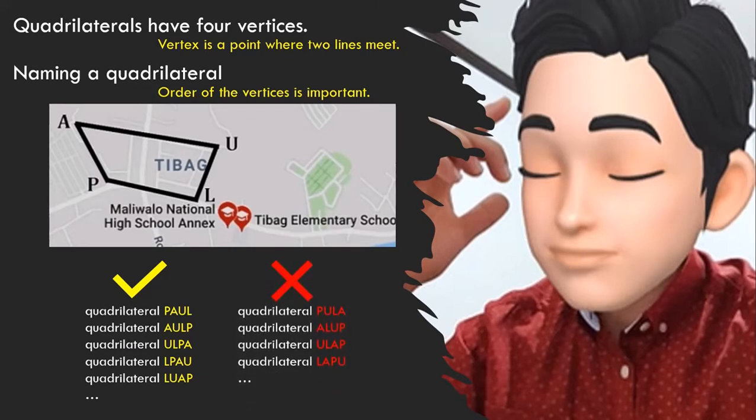Now, if you name that quadrilateral as PULA, then you are wrong. Why? Because the vertices are disarranged. You cannot name that as quadrilateral ALUP or quadrilateral ULAP. In naming quadrilaterals, you need to write the vertices in order. Now, you can do that clockwise or counterclockwise.